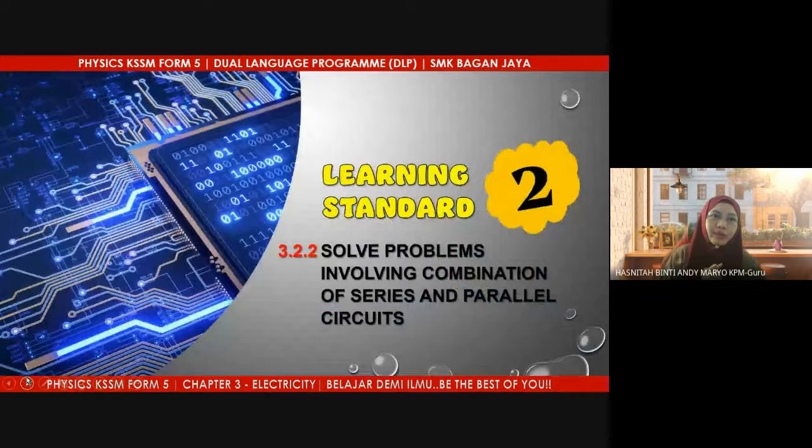So what do you think about the first learning standard? Can you follow to compare ohmic and non-ohmic conductor? Okay, so now we go to the second part, learning standard two: to solve problems involving combination of series and parallel circuit. For this one, please get ready with your calculator because we have a lot to do. A lot of questions, a lot of examples to see.